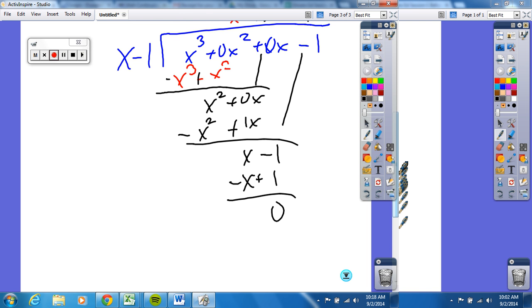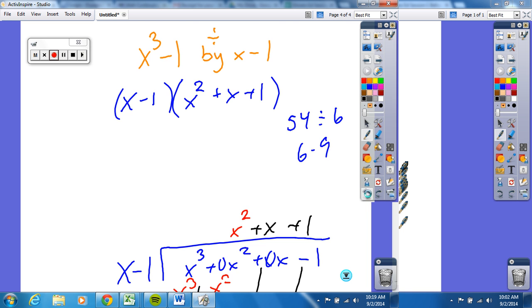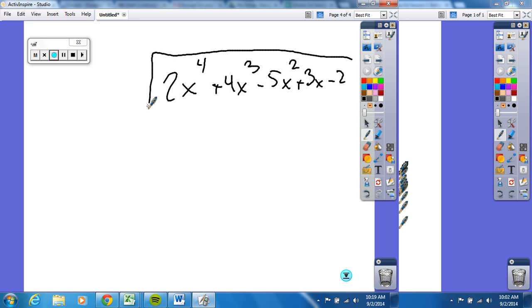Let's do one more, and I'm going to give you a shot at it. Okay? This one's just a little bit harder. And I'm already going to put it into italic style here. If I had 2x to the 4th plus 4x cubed minus 5x squared plus 3x minus 2. We're going to divide that by x squared plus 2x minus 3.